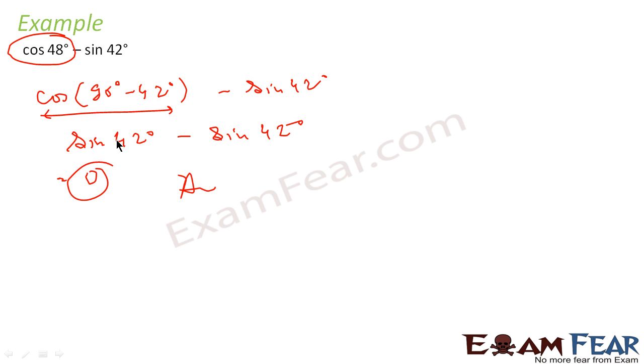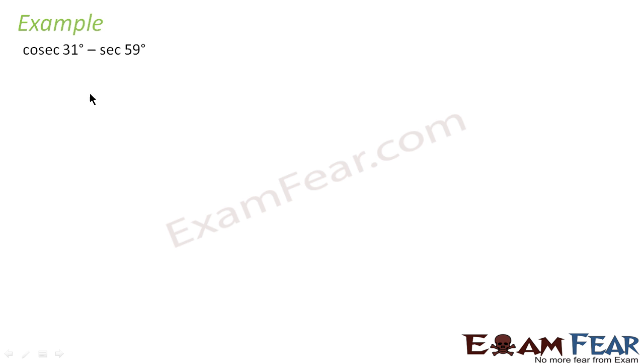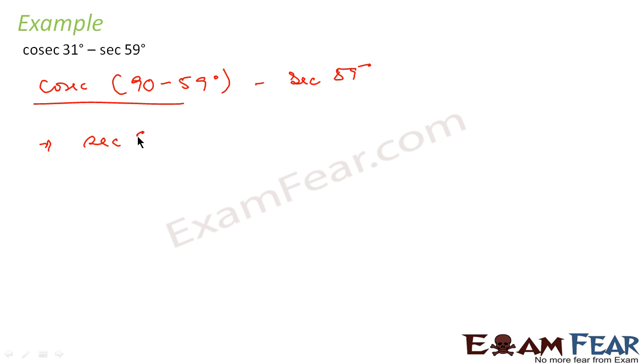Very easy question. Here also if you see, 31 plus 59 is 90, we know that cosec we can convert into sec. So let's suppose we convert cosec into sec. Instead of cosec 31, I'll write cosec of 90 degree minus 59 degree, minus sec 59 degree. Why? Because I wanted to convert this into sec. This is nothing but sec 59 degree minus sec 59 degree, and that is nothing but 0.